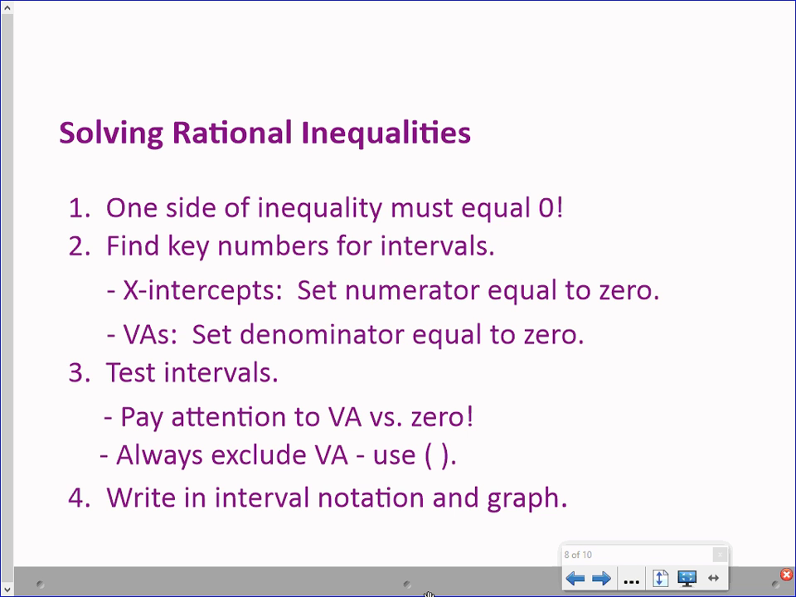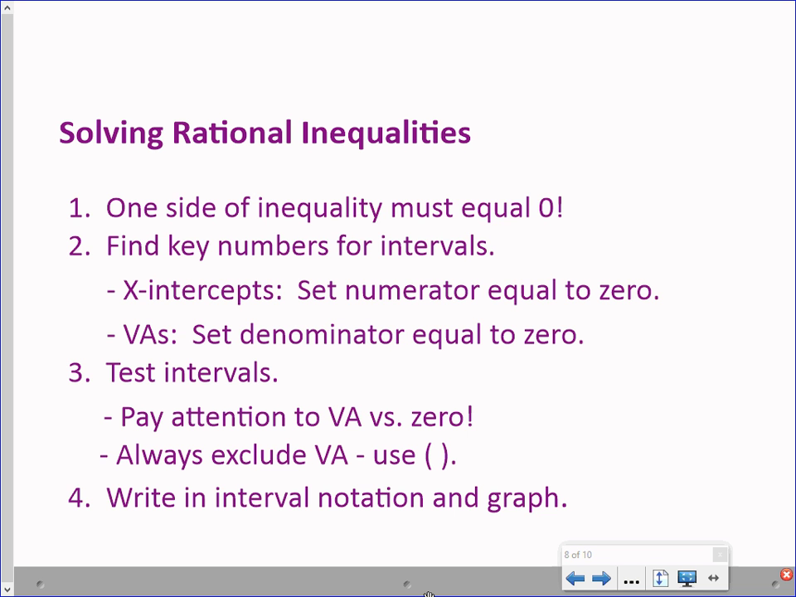Now I did add in number 2 some specifics for finding your key values. Those are really tips and things that we used in section 2.6, right? Find the x-intercepts: a shortcut would be to set your numerator equal to 0. To find your vertical asymptote, always set your denominator equal to 0. These are going to be problems where you don't need to go through all the work of finding poles and things like that. They're going to be pretty basic, like polynomials you can factor. So find those things.